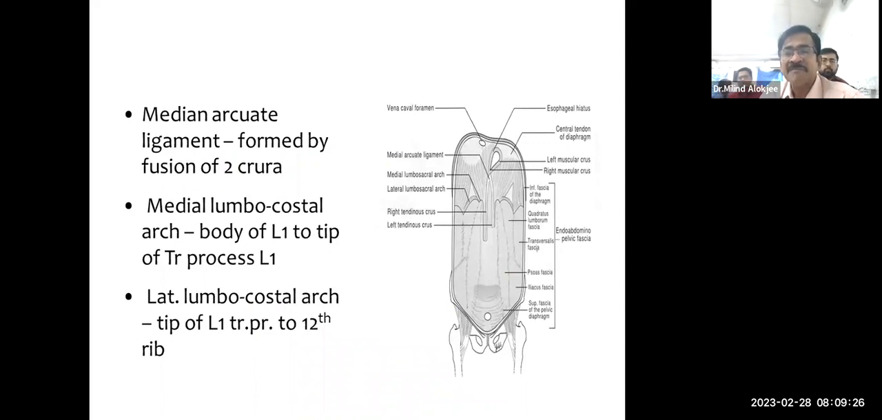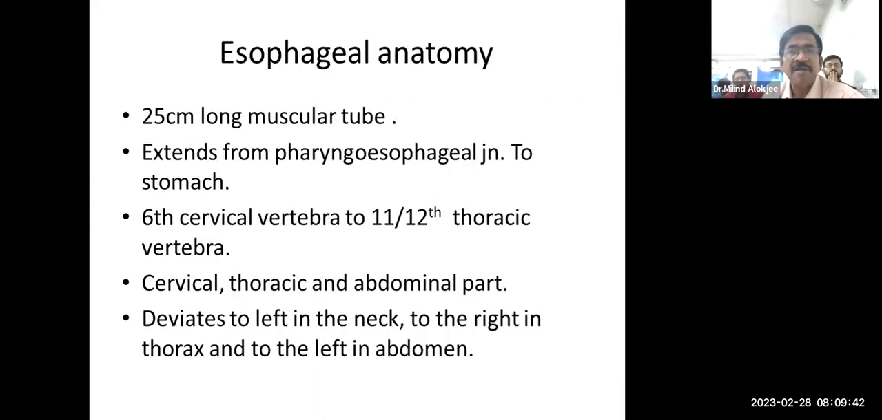Apart from these, there are some ligaments we come across. These ligaments are the median arcuate ligament, formed by the fusion of two crura, through which the esophagus is coming down to the abdomen. And then apart from these, there are the medial lumbocostal arch and the lateral lumbocostal arch.